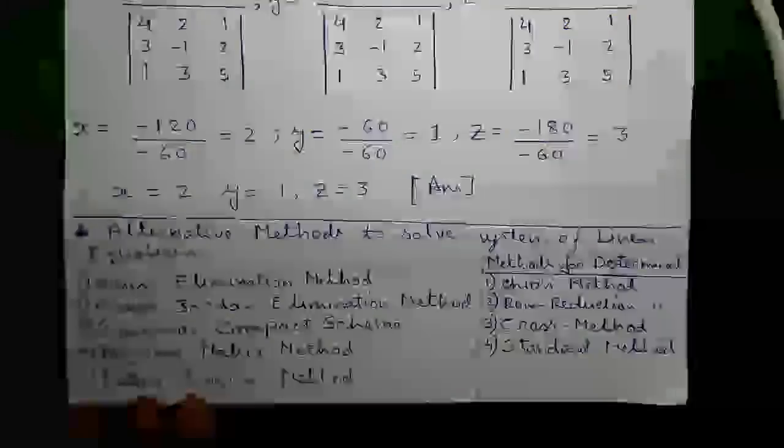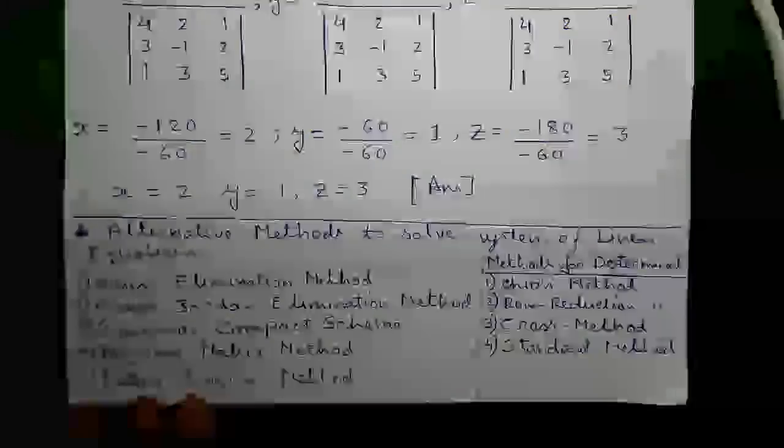For that, press shift 4, 7 for determinant and shift 4, 3 for matrix A. This is our matrix A, and press equals to, that is equal to minus 120. And this is our matrix answer. For that, press left, press delete, shift 4, 6 for MATAns and press equals to, which is minus 60. So minus 120 by minus 60 is plus 2.